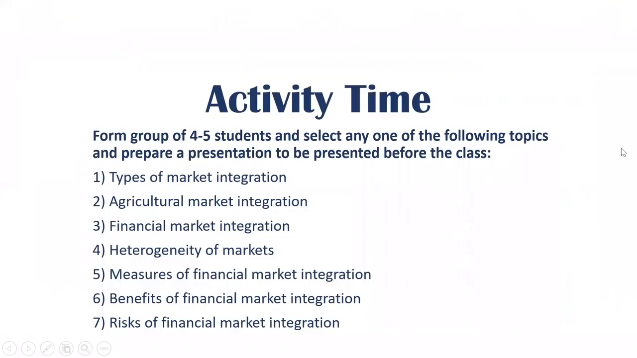So we have reached the end of topic 4. You have to do this activity in which you form a group of 4 to 5 students, select any one of the following topics, and then present in front of your class. It can be types of market integration, financial market integration, heterogeneity of market, or measures of financial market integration. Anyone can be selected by you and presented. Please do this activity for a good grasp, for a good hold on the topic.